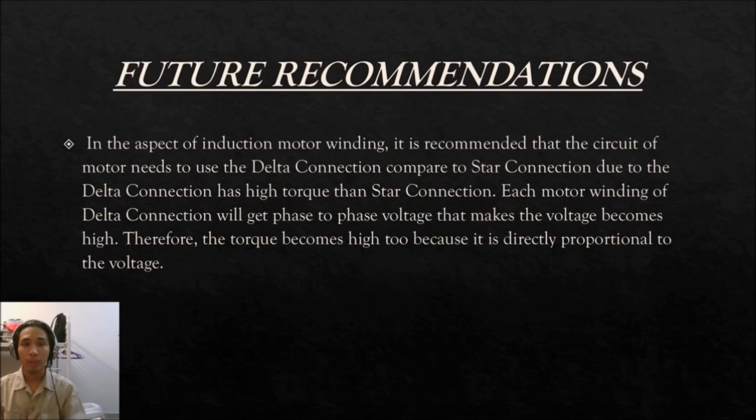For the future recommendation, in the aspect of induction motor winding, it is recommended that the circuit of the motor use the delta connection compared to star connection because the delta connection has higher torque than star connection. Each motor winding of delta connection will get phase-to-phase voltage that makes the voltage become high. Therefore, the torque becomes high because it is directly proportional to the voltage.